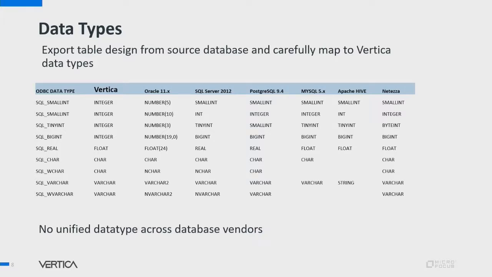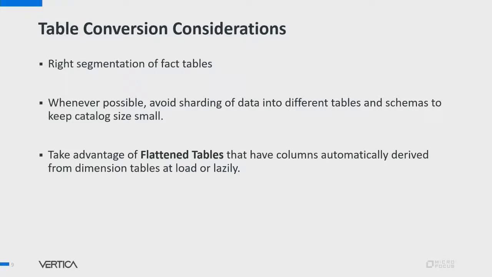Vertica is an MPP architecture, and we need to take advantage of the same. So follow some best practices around table conversions: segment all your large fact tables. Whenever possible, avoid sharding of the data into small tables and schemas, as it increases the catalog size when moving from the source into the Vertica database. And if you have not already heard of them, flattened tables in Vertica have columns automatically derived from dimension tables to load and query on. This should sound much like materialized views in other databases.